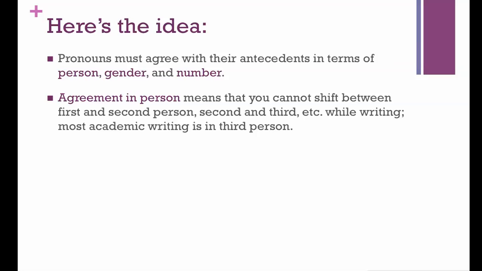Agreement in person means that you cannot shift between first and second person pronouns, second and third person pronouns, etc. while writing. Most academic writing is in third person. This is one of the reasons that teachers may tell you you can't use "you" in an essay. Part of that is because you can't be shifting between writing "they" or "he, she," and writing "you."